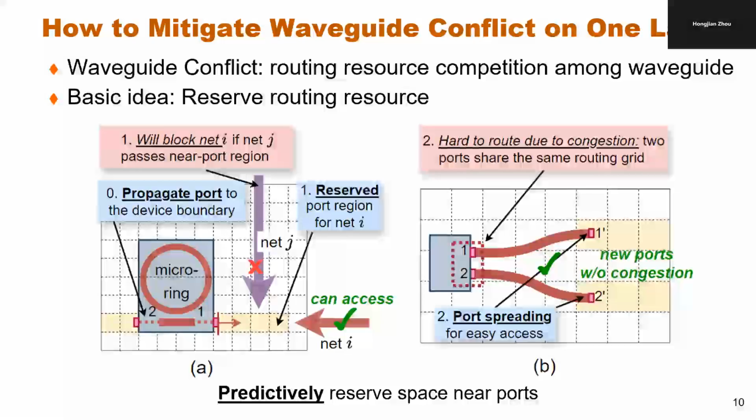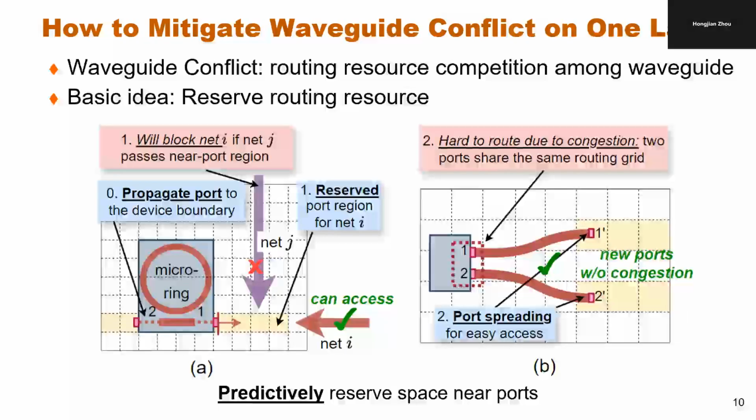Currently, we just finished single net routing, but when it comes to multiple net routing, there will be a waveguide conflict problem due to the high port density and waveguide blocking. For example, if net J passes near the port region of net I, net I can hardly connect to the target port. So we need to dynamically reserve space near the port before that.